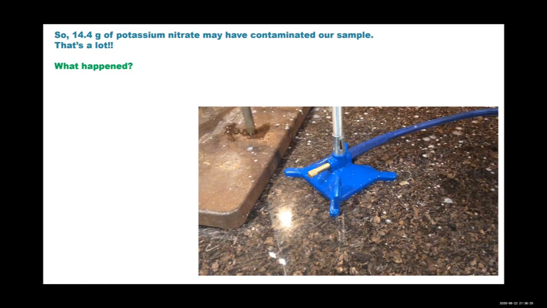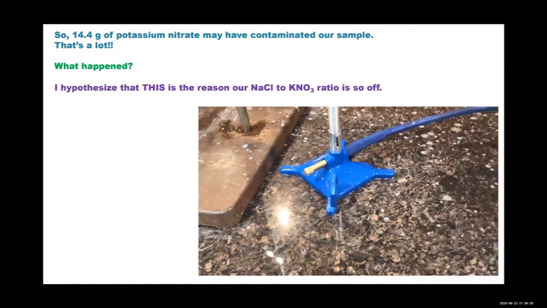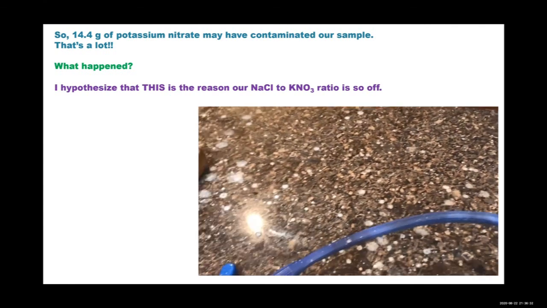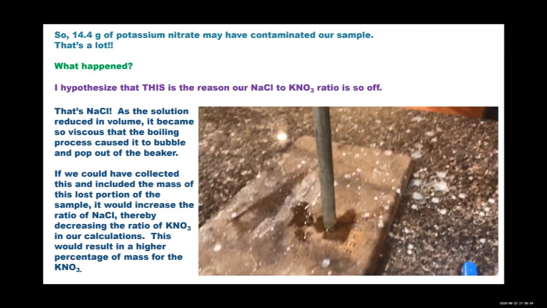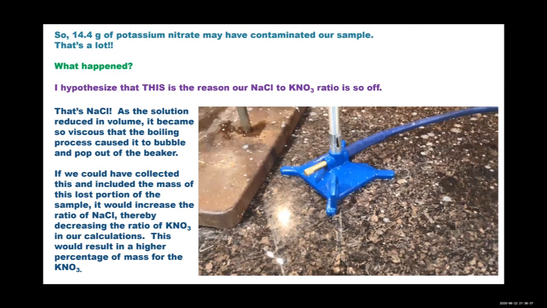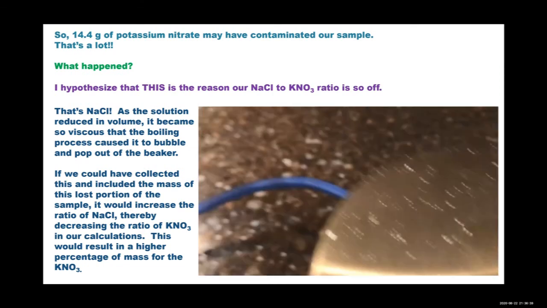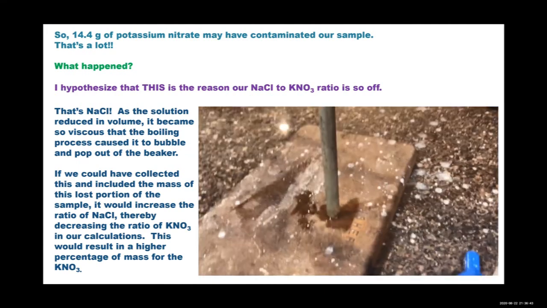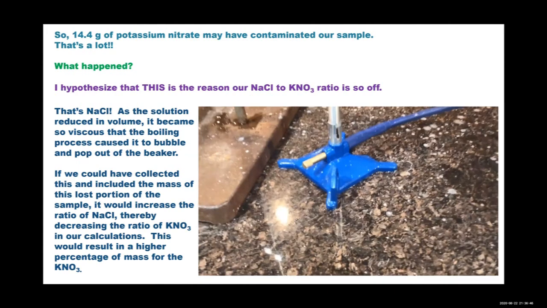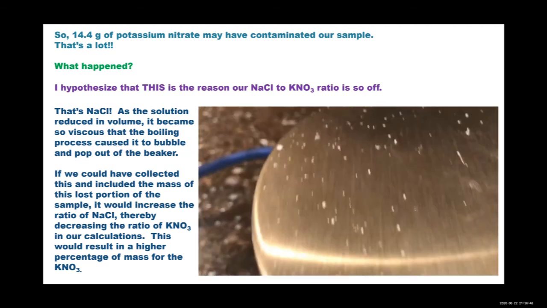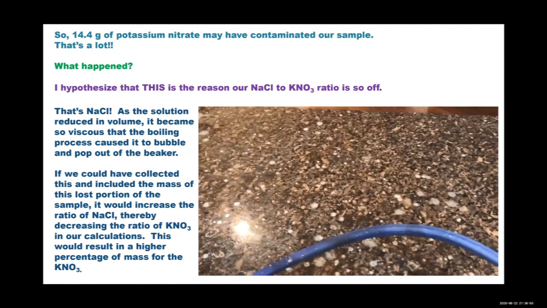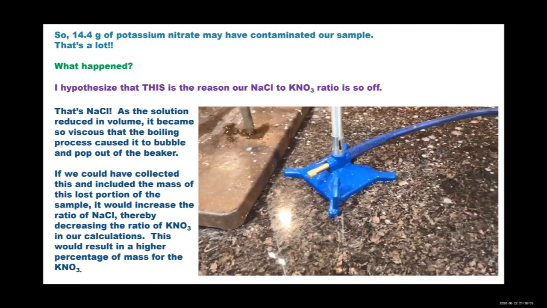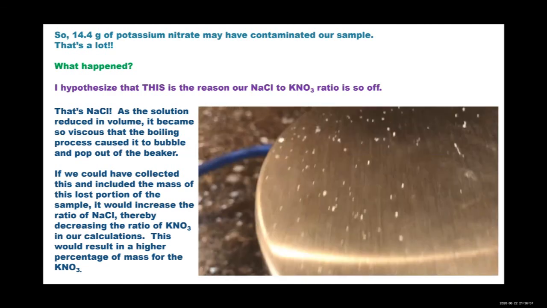That's a lot. So what happened? Well, I hypothesized that this is the reason our sodium chloride to potassium nitrate ratio is so off. As the solution reduced in volume, it became so viscous that the boiling process caused it to bubble and pop out of the beaker. If we could have collected this and included the mass of this lost portion of the sample, it would increase the ratio of sodium chloride, thereby decreasing the ratio of potassium nitrate in our calculations, and this would result in a higher percentage of mass for the potassium nitrate.